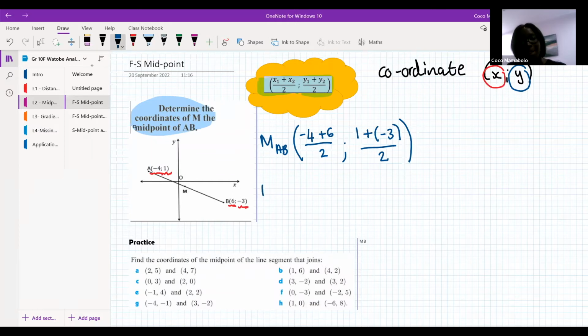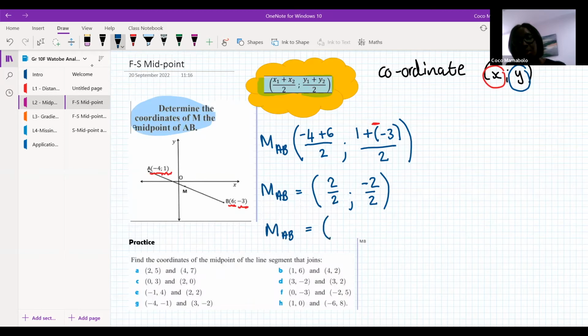Now, if I do the maths here, the midpoint of A and B will give me -4 plus 6 will give me 2 divided by 2. And 1, a plus and a minus is going to give me a minus. So I have 1 minus 3, which is -2 over 2. Okay, and if I clean this up, the midpoint of AB is equal to 2 divided by 2 will give me 1, and -2 divided by 2 is -1.